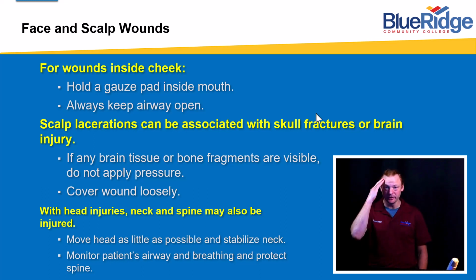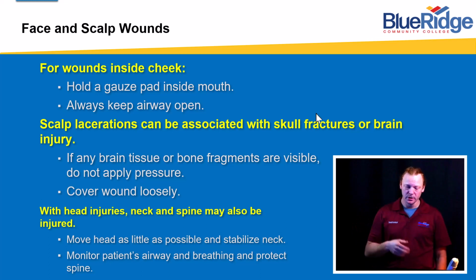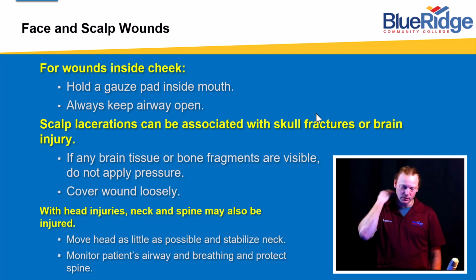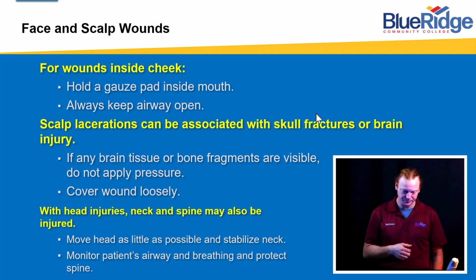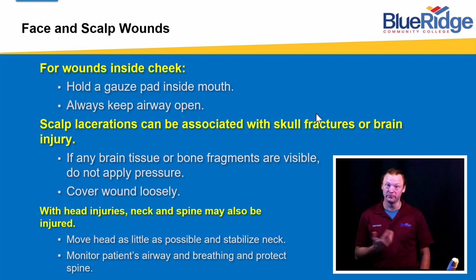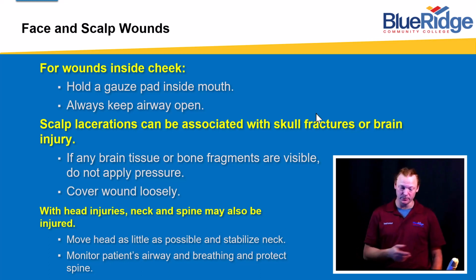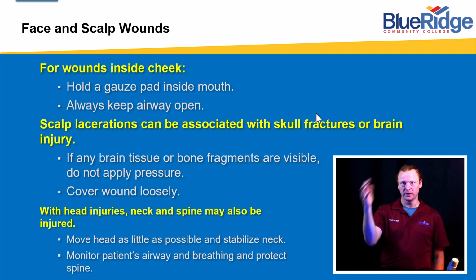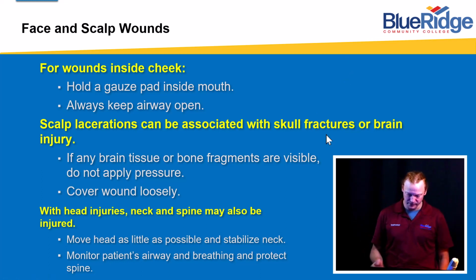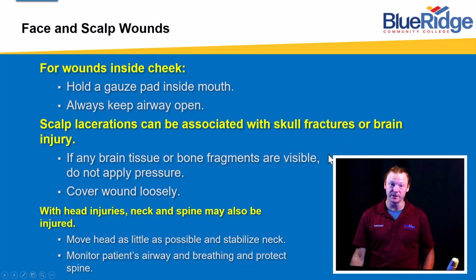In the event that we have a depressed or possible skull fracture, remember that there's a high probability of spinal column involvement as well. If any brain tissue or bone fragments are visible, we don't want to apply direct pressure to that. We would just loosely cover the dressing and secure it that way. Also, always maintain your patient's airway and breathing and protect the spine while doing so.